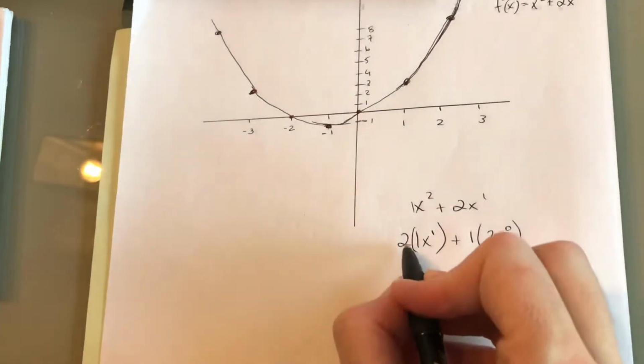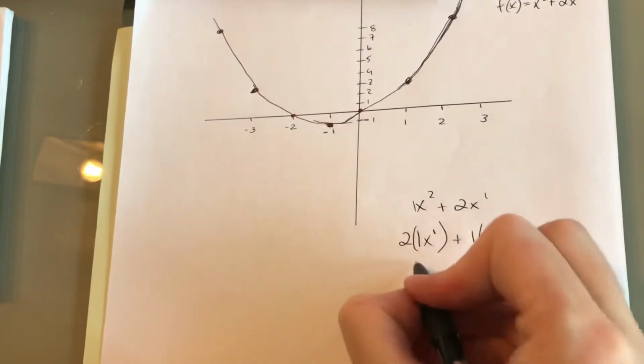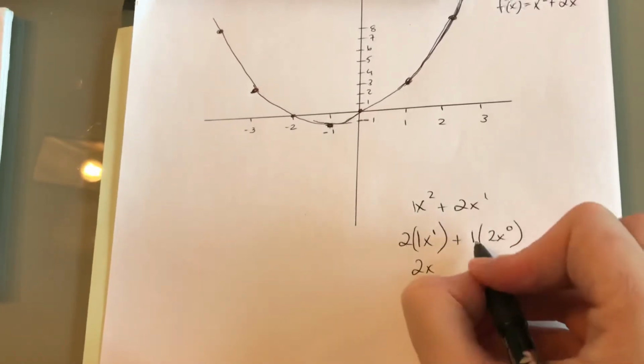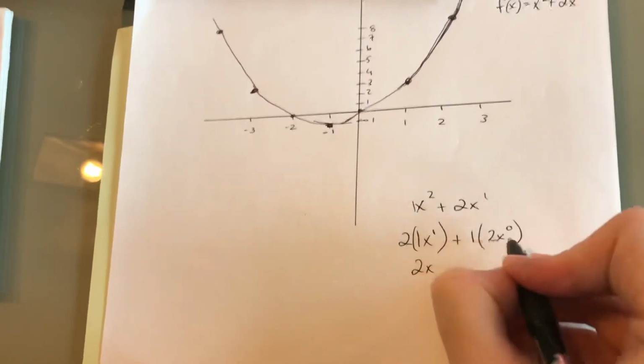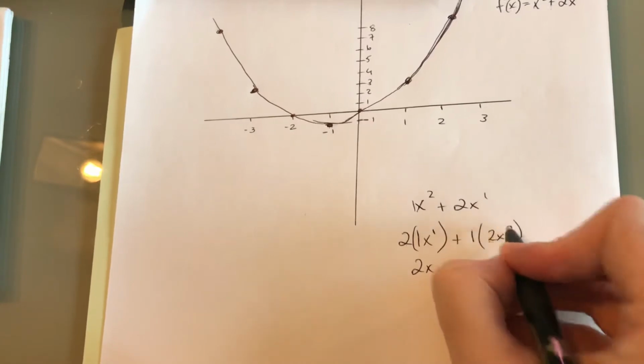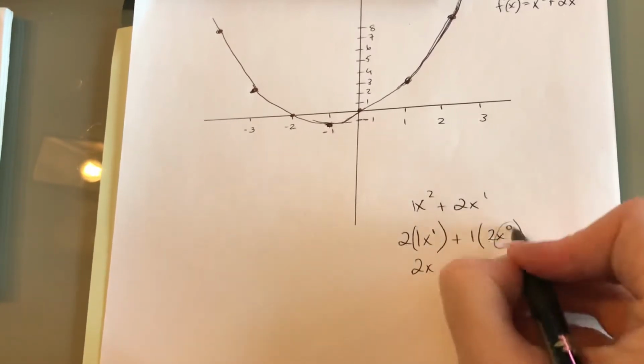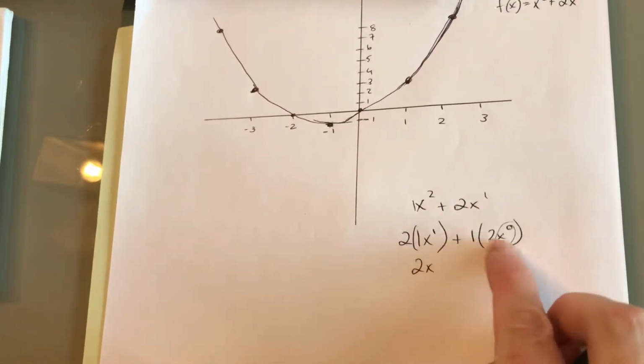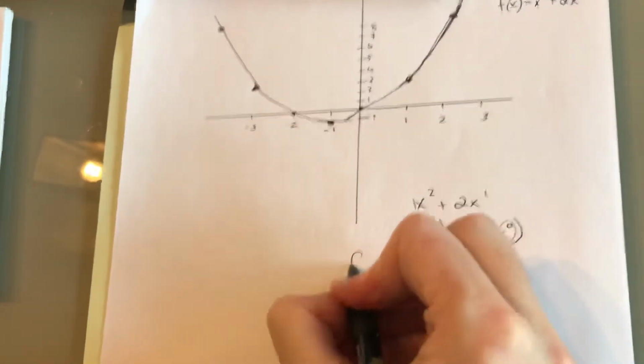Clean this up. I have 2 times 1 times x to the power 1, which is just 2x, plus 1 times 2 times x to the power 0. What is x to the power 0? Anything to the power 0 is 1. So that's 1 times 2 times 1, which is plus 2.